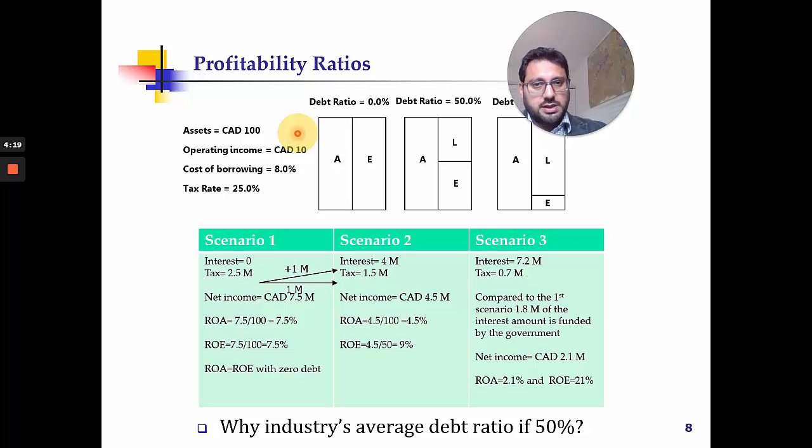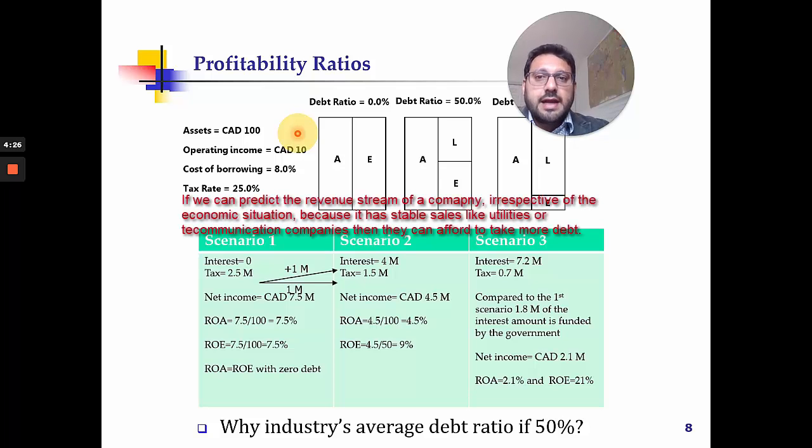So if you go with the example of where we can predict the future cash payments and the revenues very easily, which are more stable, for example, utilities companies and even telecommunication companies like Verizon, AT&T, because people will use their services. In that case, they have more debt in their capital structure.